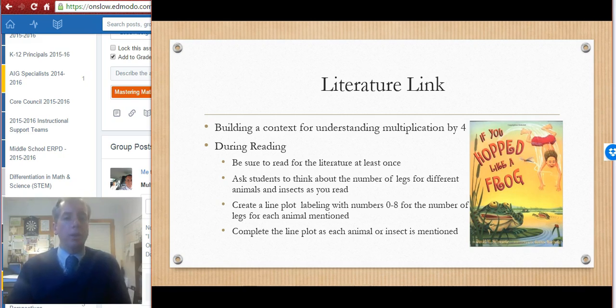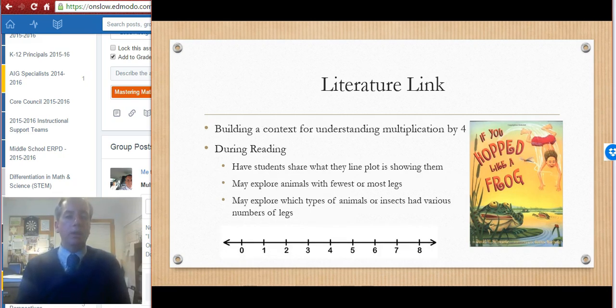But as you're reading, we're asking kids to think about the number of legs for these different animals as you read. So we're going to be looking at this and tracking it on a line plot. So we're going to create a line plot with the numbers 0 through 8 for the number of legs, and we're going to complete that line plot as each animal comes up. So I won't do that for us here in the video, but that would be as a class, that'd be what we'd want to do.